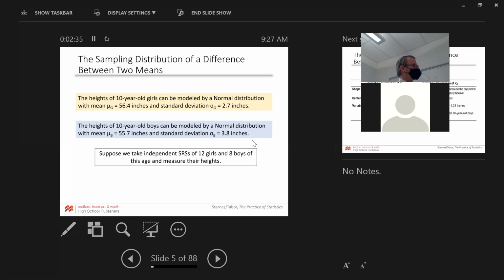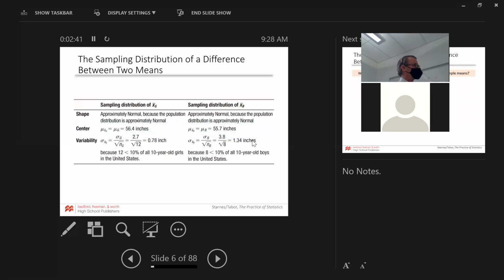So how are they going to do this? Well, they're saying, suppose we take 12 girls and 8 boys. What happened? Well, the sample size is not 30. No, it's not. But they told you that the population was approximately normally distributed. So the sample doesn't have to be 30.